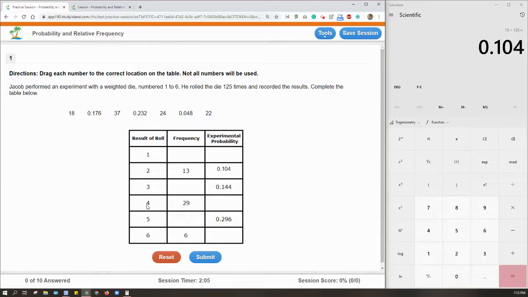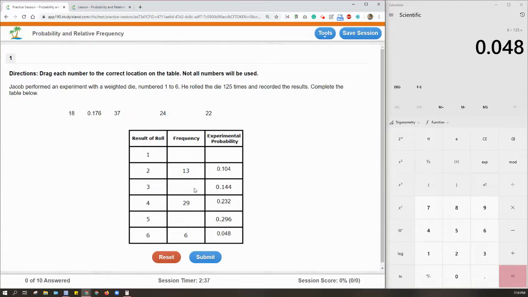Let's do it again for number 4. They got 29 times. So what is 29 out of 125? 29 divided by 125 tells us the answer, which is 0.232 or 23.2%. So that is the experimental probability there. The number 6, we got 6 times. 6 divided by 125 equals 0.048. So those are the experimental probabilities for those frequencies that we knew.